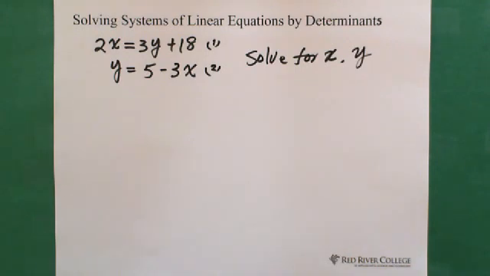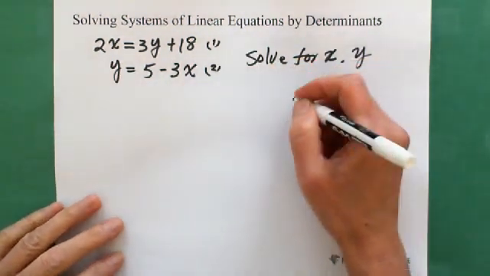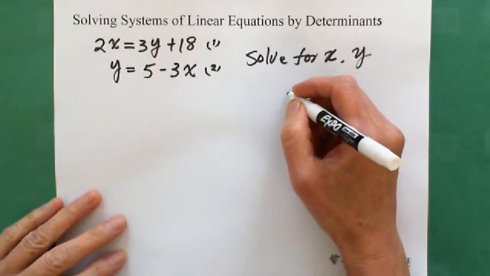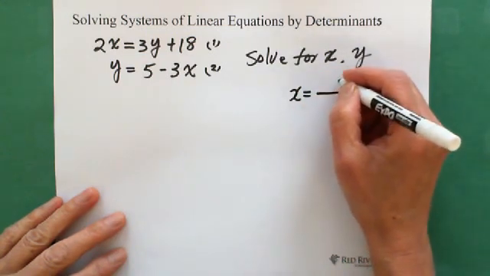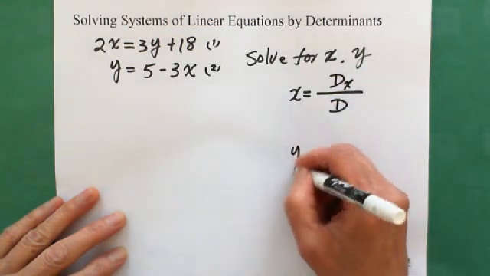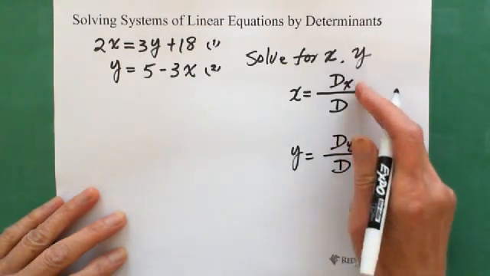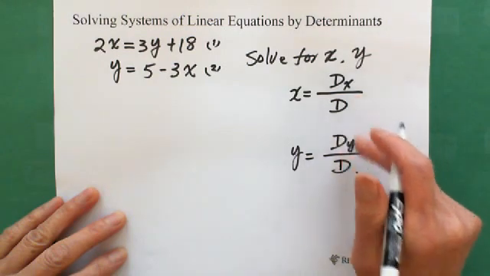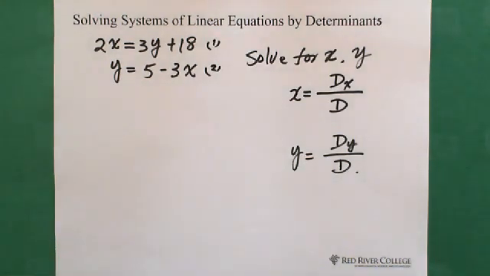Using determinants to solve for x and y, we use a formula. The formula is the determinants. When you're looking for x, x equals the determinant for x divided by the determinant. Y equals determinant y divided by the determinant. These three determinants, determinant x, determinant y, and determinant, we calculate, and then we can solve the equation.